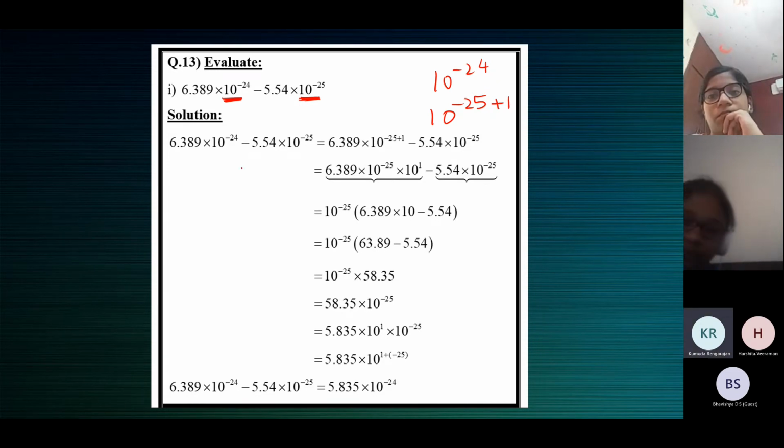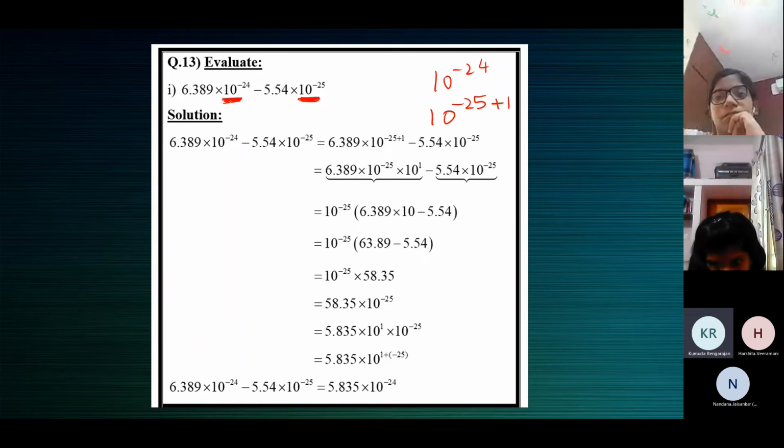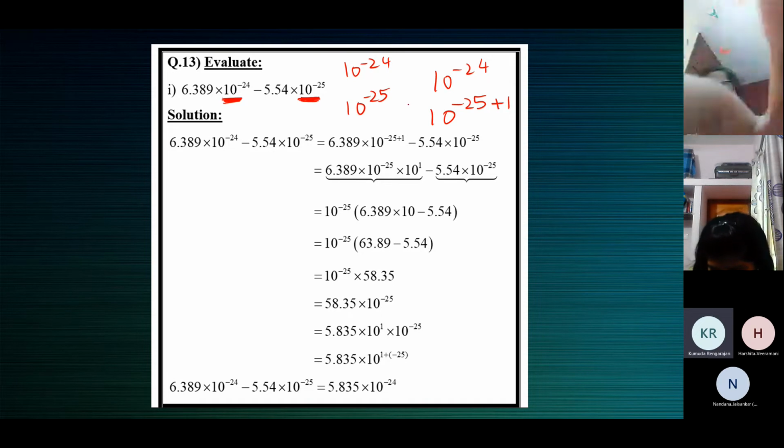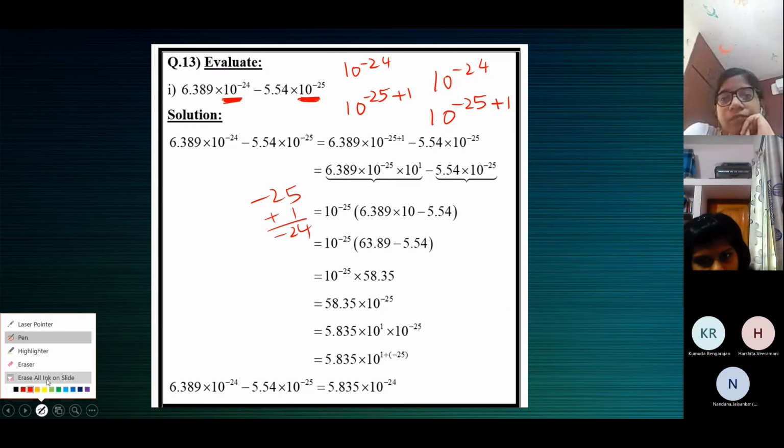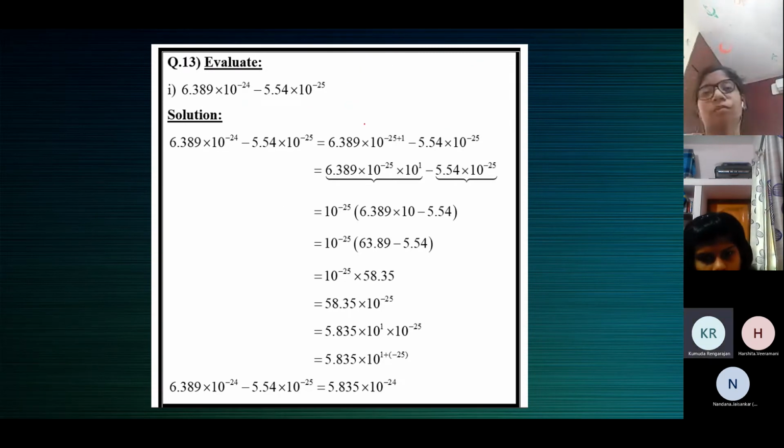What is your idea? Here the idea is, I'm not disturbing 10 to the power minus 25. I'm trying to write 10 to the power minus 24 using 10 to the power minus 25. Minus 25 and what is minus 24? Plus 1. It need not always be plus 1, it can be minus 1 also. What will give you minus 24? Minus 25 plus 1 is minus 24. Yes or no? Yes, ma'am. So that is the first step.